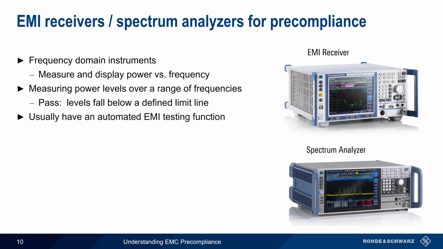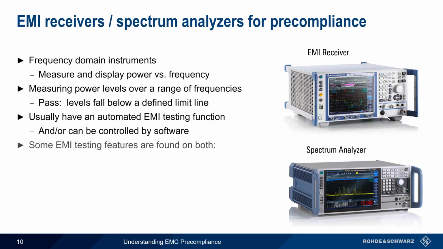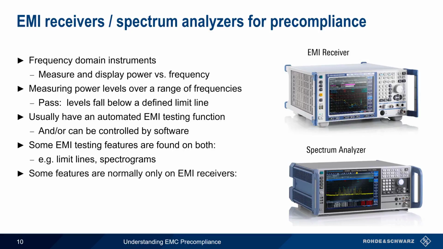Although it's possible to make these kind of measurements by hand, spectrum analyzers and EMI receivers often have a special automated routine that steps through or scans the frequency range of interest. This functionality may be built into the instrument itself and/or controlled via external software. Some EMI testing features can be found on both instruments, such as limit lines or spectrograms. Other features are only found on EMI receivers. Two important functions that are only available on EMI receivers are time domain scanning and preselection. Before we go on, let's spend a few moments discussing some of these features and how they're used in both compliance and pre-compliance testing.